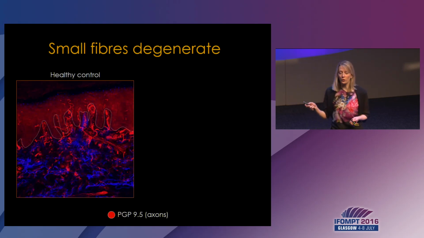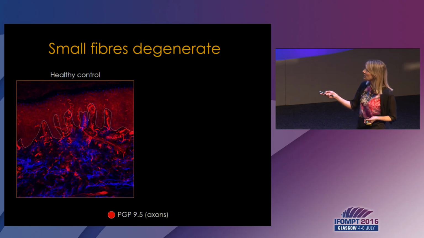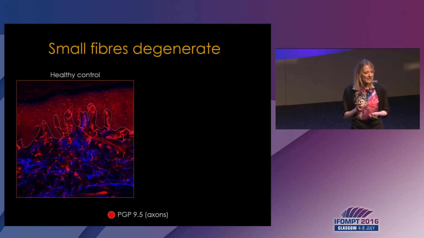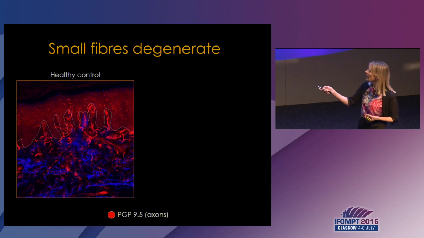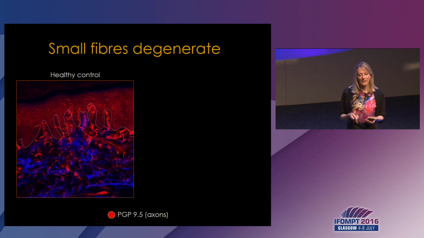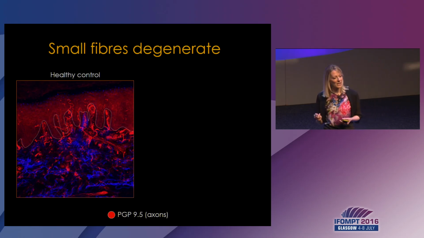And I would like to show you here, this is a skin biopsy with the dermal layer at the bottom and the epidermal layer on the top. And we know that those fibers in red that penetrate into the epidermal layer are exclusively small fibers, because the large fibers never penetrate into the epidermal layer. So we can basically count how many nerve fibers a patient has in the epidermal layer of the skin, and that gives us an idea about potential small fiber degeneration.